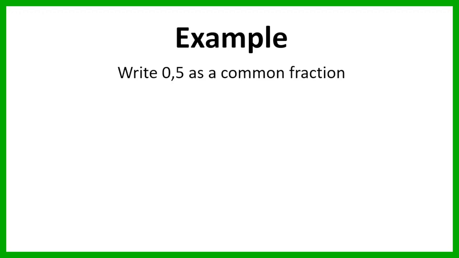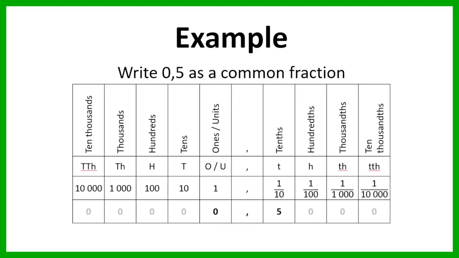First let's have a look at what that looks like in our table. If I take the 0.5, the 0 is in my ones place, that goes over there, there's my comma, it goes with all the commas, and then I've got my 5, which is straight after the comma, in the tenths place. All of the other positions have nothing in them, so they're just 0. You don't need to write any extra zeros, but they are still there. Now let's have a look at how we're going to change that into a common fraction.